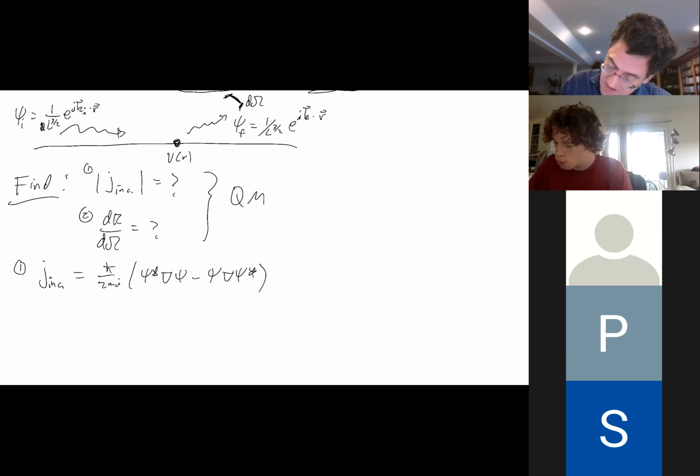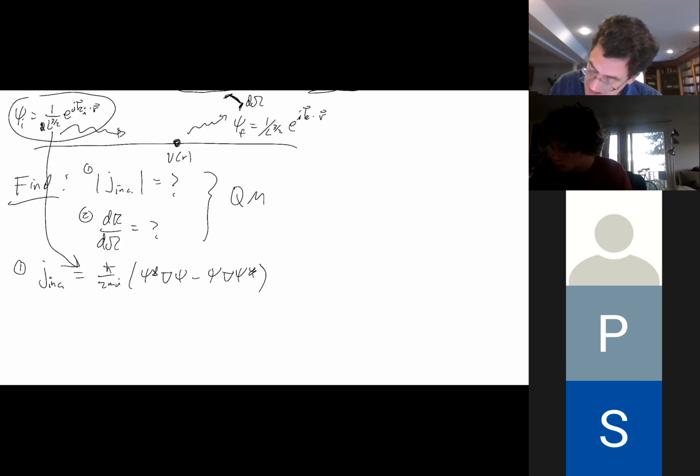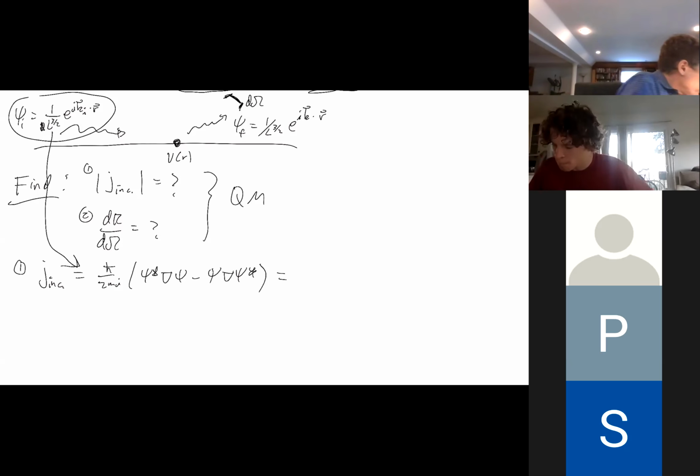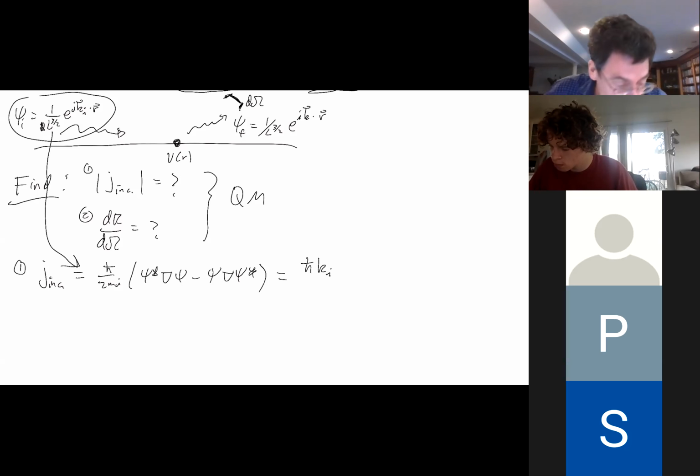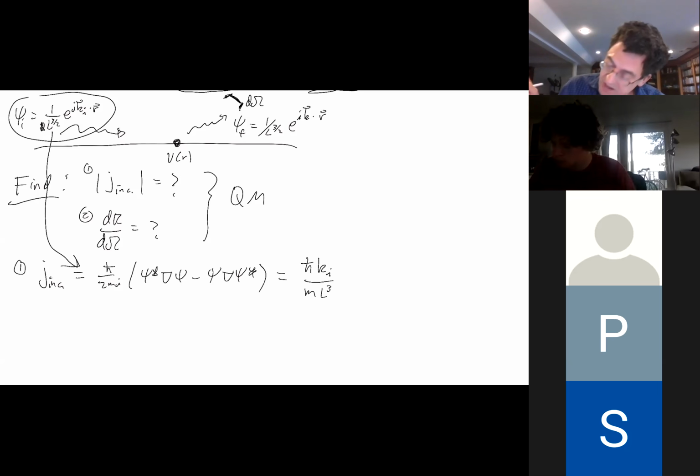You plug it in, and I'm not going to do the math, but it's really trivial. It's really simple. You just take that and plug it in, and out pops the answer. It's just a few lines of algebra, and this is the answer: h bar k incident over m L cubed. Okay, that's the answer.